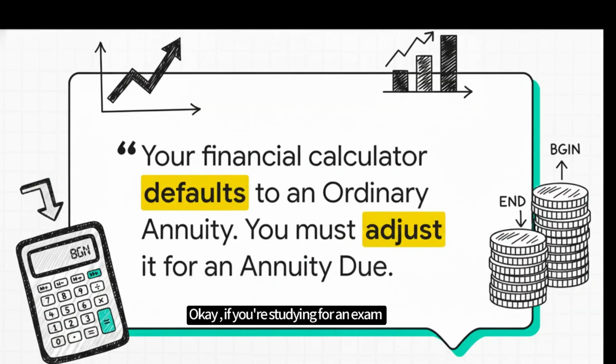Okay, if you're studying for an exam, listen up, because this is critical. Your calculator's default setting is for an ordinary annuity, what we call end mode. If you're working with an annuity due, you have to manually go in and switch your calculator to BGN, or beginning mode. Forget this, and you're going to get the wrong answer every time.